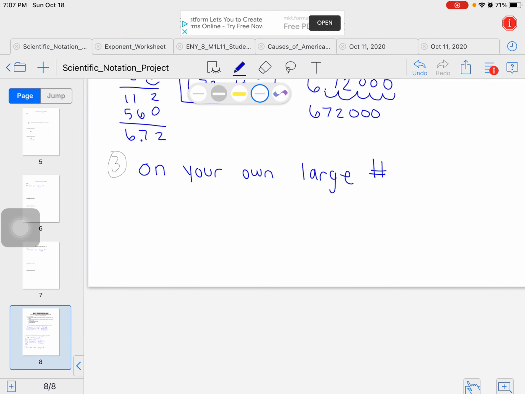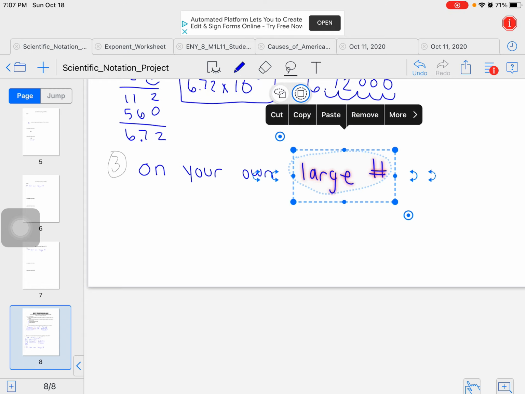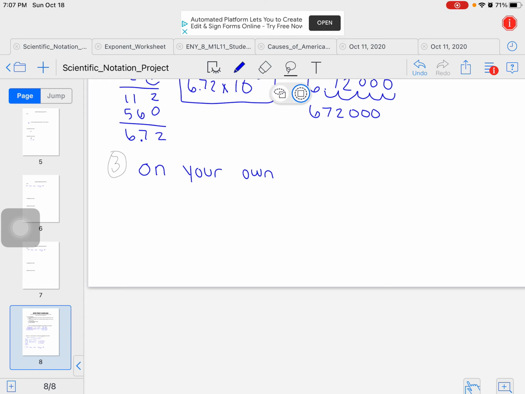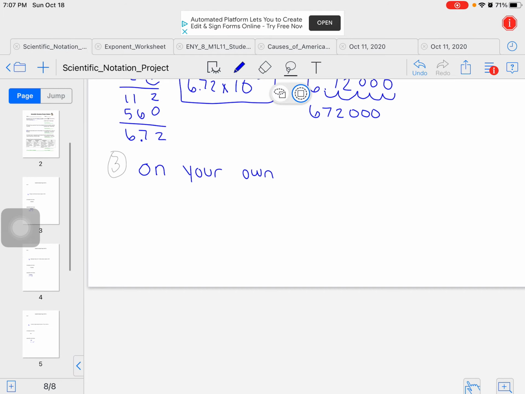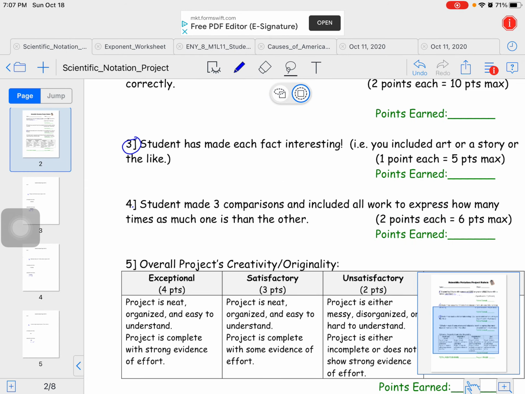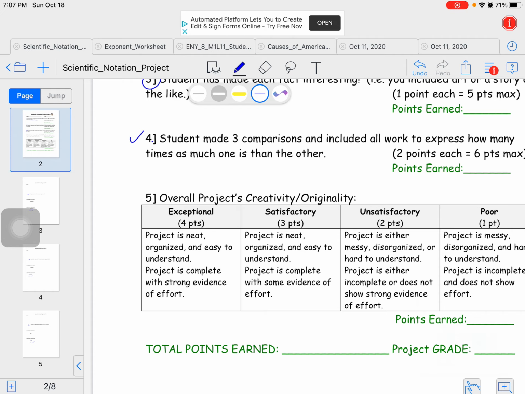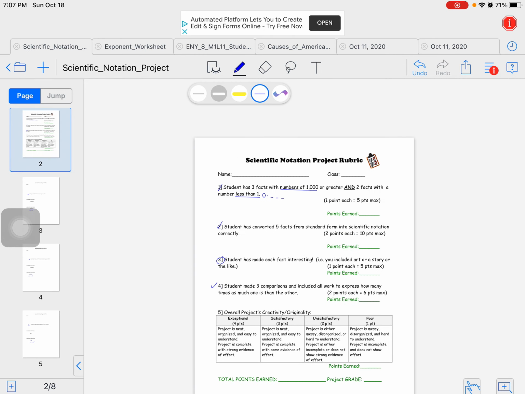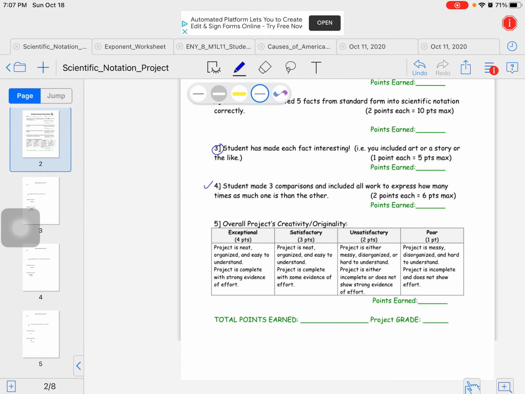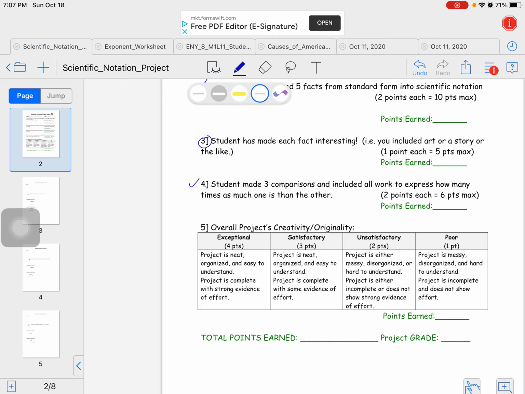So here is one more comparison that you will have to do on your own. You are just doing that last fact on your own. If I go back to the explanation of the project, I have completed steps 1, finding facts, 2, finding standard and scientific notation forms, and then 4, comparing 3 of those 5 facts.